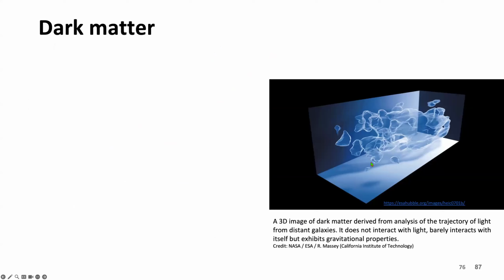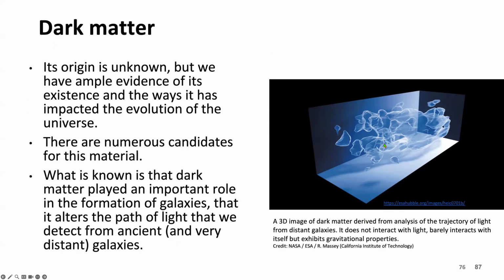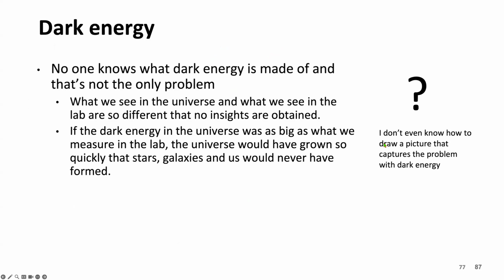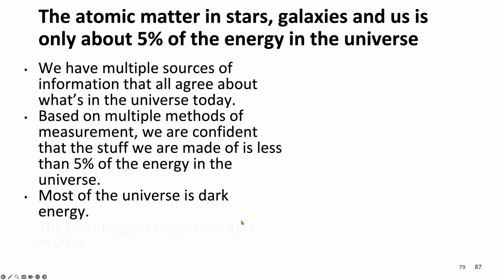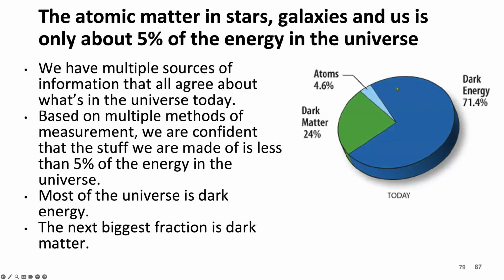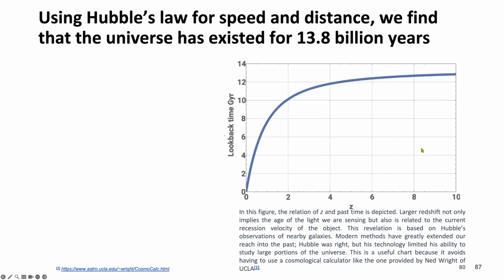And here's a picture of the distribution of dark matter teased out by looking at how light propagates near galaxies. It's big clouds of stuff. We don't know what it is. And dark energy, I would like to draw a picture, but I don't even know how to draw a picture of it. It's just a property of the universe that's not understood. So this is the pie chart. We'll go into this in more detail.